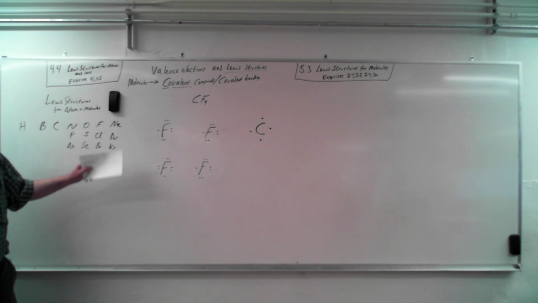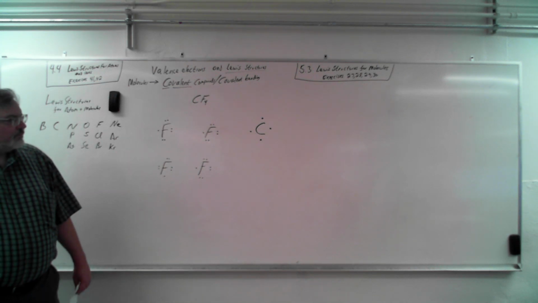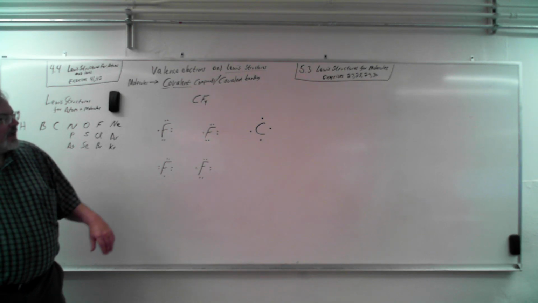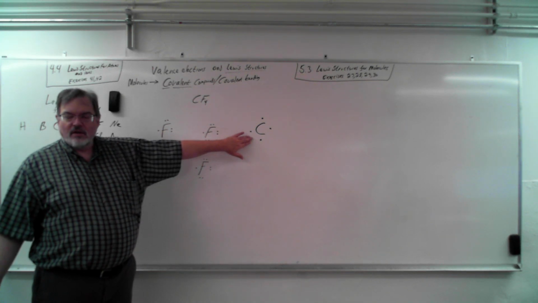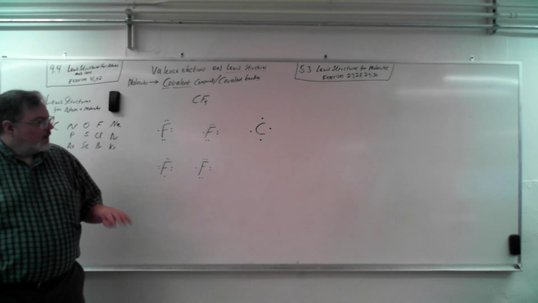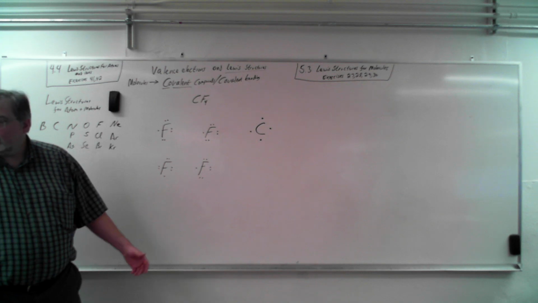So one strategy would be to write down all your ingredients, put in the valence electrons, and have the dot structure. How many bonds can carbon make? 4. Makes 4. How many can each one of these fluorines make? 1. So it's kind of obvious how these go together.